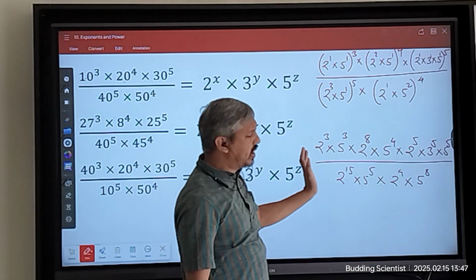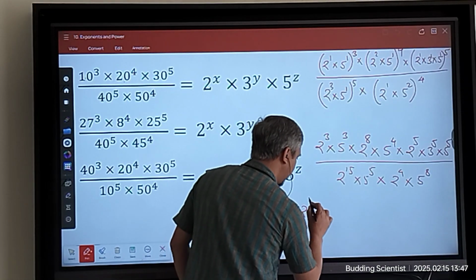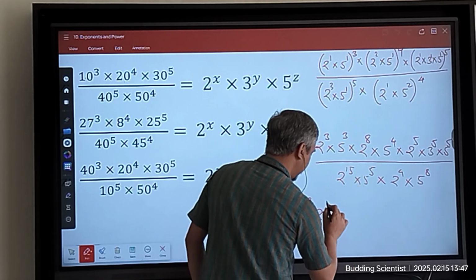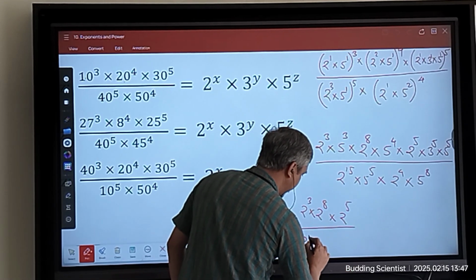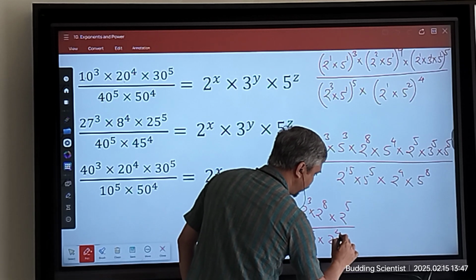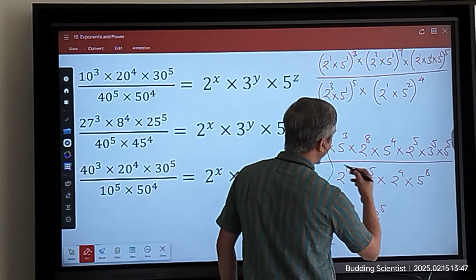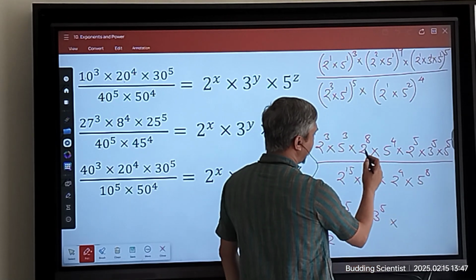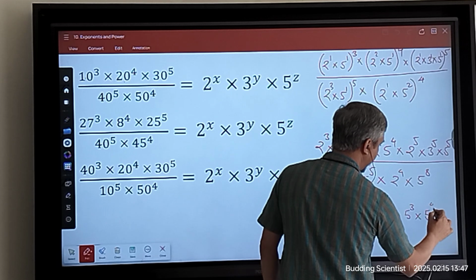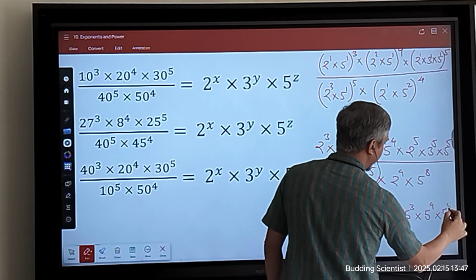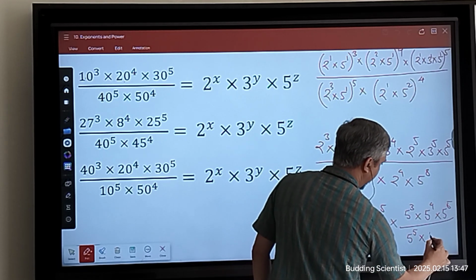Now we'll just group all the terms which have base equal to 2. So we'll have 2 raised to 3 into 2 raised to 8 into 2 raised to 5, divided by 2 raised to 15 into 2 raised to 4. Multiplied by 3 raised to 5. There is only one 3 raised to 5, nothing in the denominator, nothing in the numerator otherwise. Then 5 raised to 3 into 5 raised to 4 into 5 raised to 5, divided by 5 raised to 5 into 5 raised to 8.